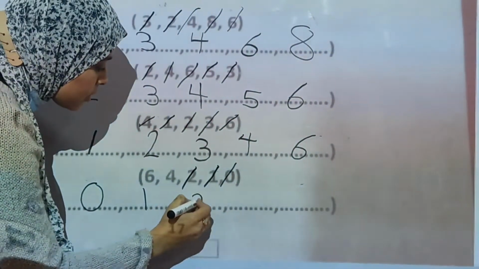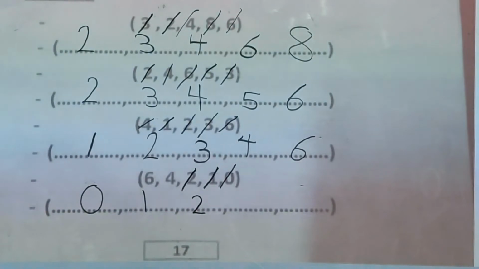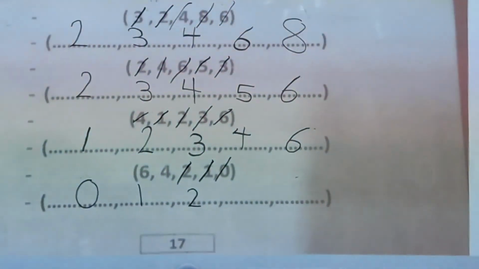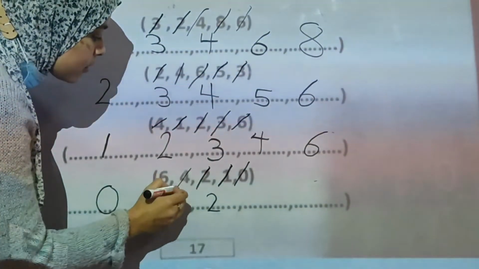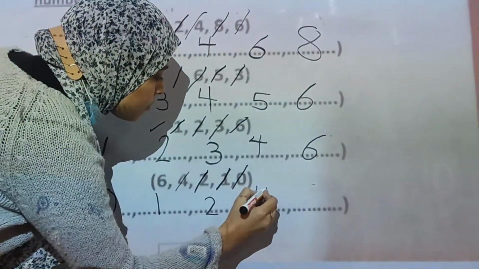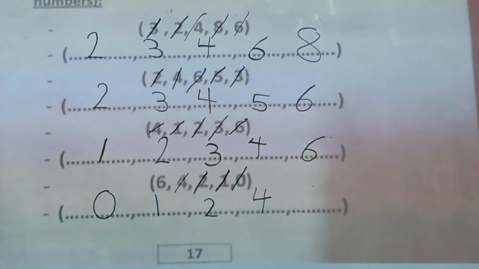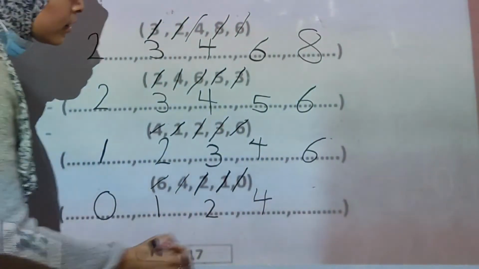Very good, Kelly. And after number 2, the smallest number, it's number 4. Excellent. Right here, number 4. And the last number, number 6.